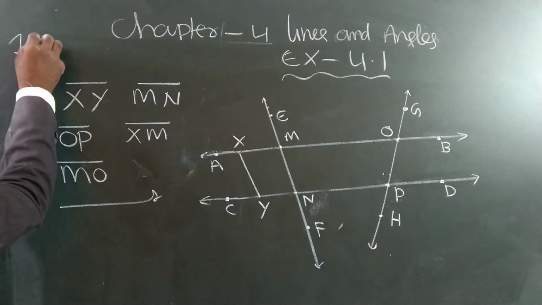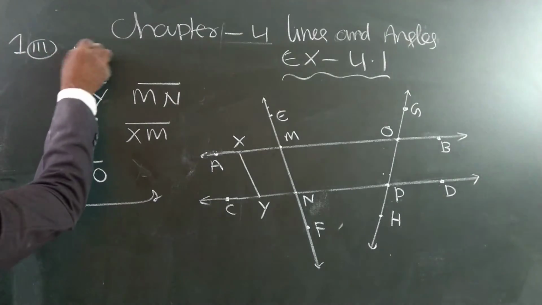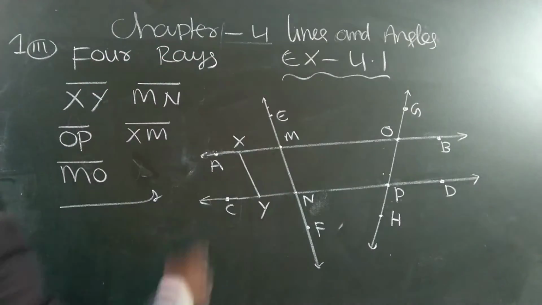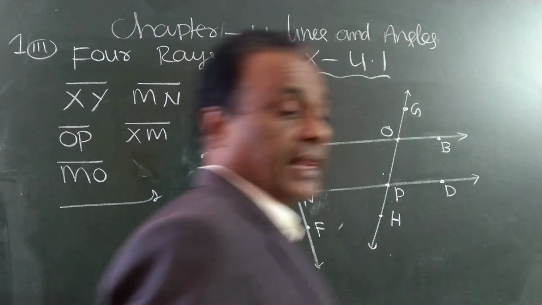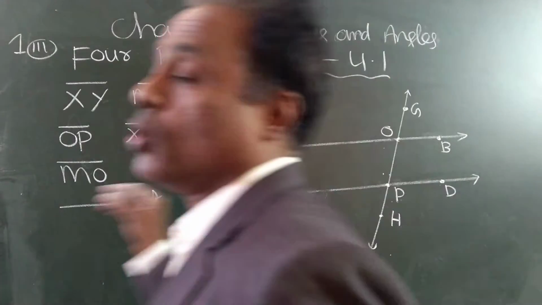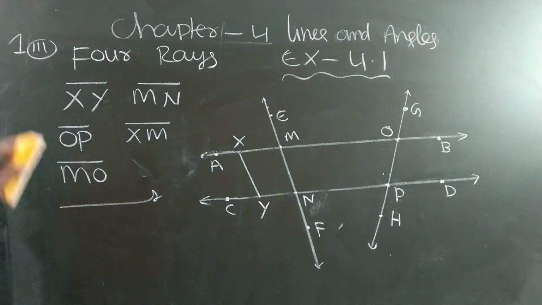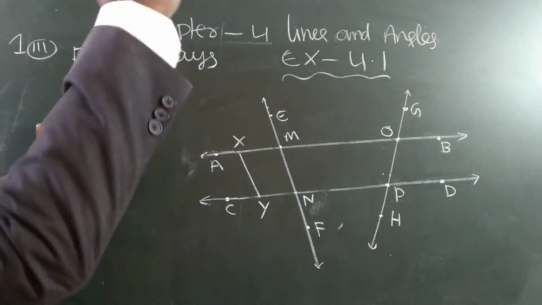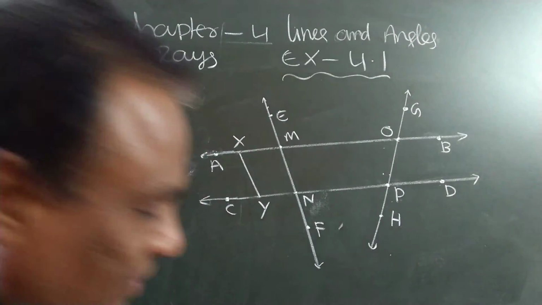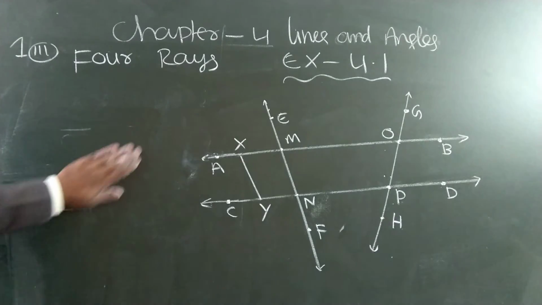Any 4 rays. Ray means it will have an arrow mark, but it will be a one direction arrow mark only. One side only it will move. Like a sun ray, it starts from one point and moves up to infinity in the other direction. See here, 4 rays.